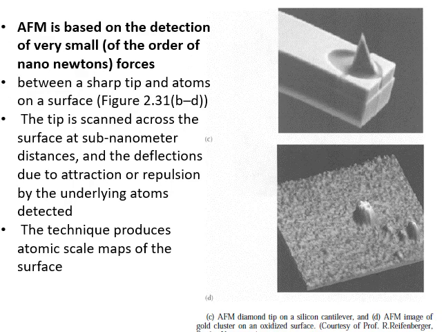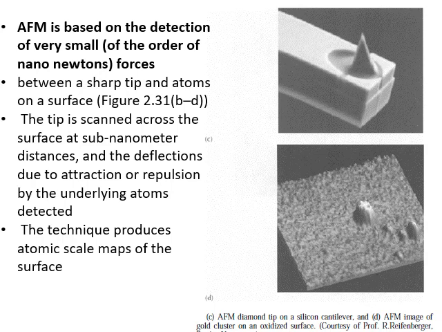Another type of microscope is the atomic force microscope, which is the latest. The atomic force microscope is based on the detection of very small forces, of the order of nanonewtons, between a sharp tip and atoms on a surface. A sharp tip is present in this type of microscope, and this tip is scanned across the surface at sub-nanometer distance. The tip moves on the surface of the material, the distance is kept in the sub-nanometer range, and deflection due to attraction or repulsion by the underlying atoms is detected.